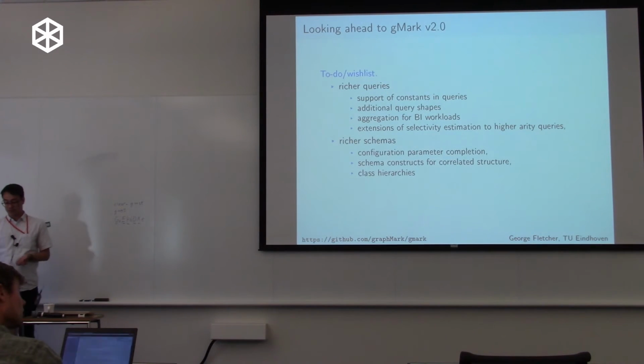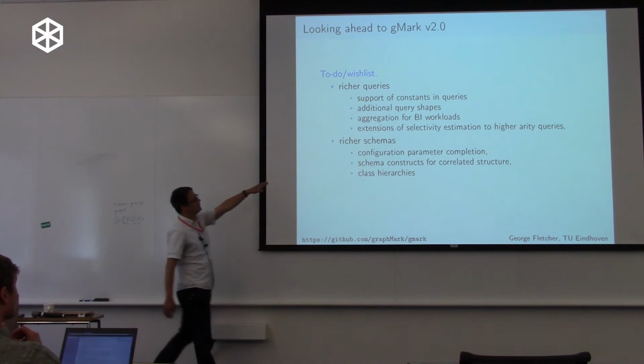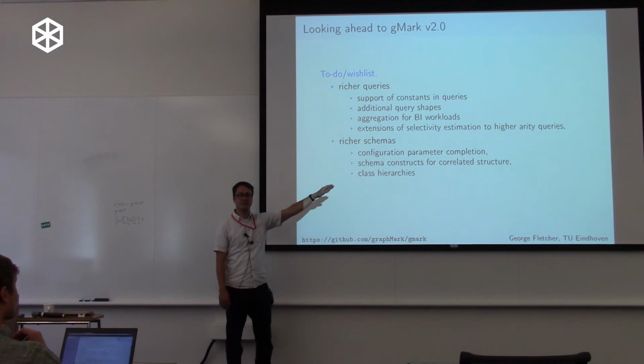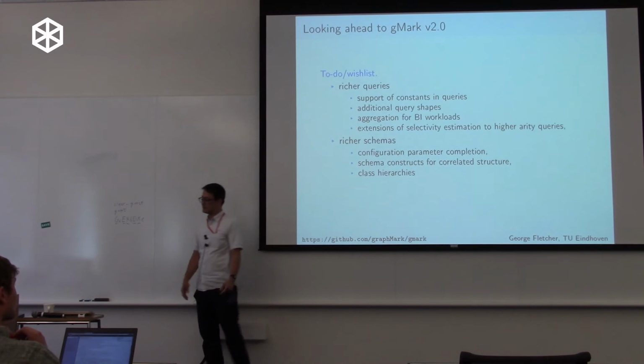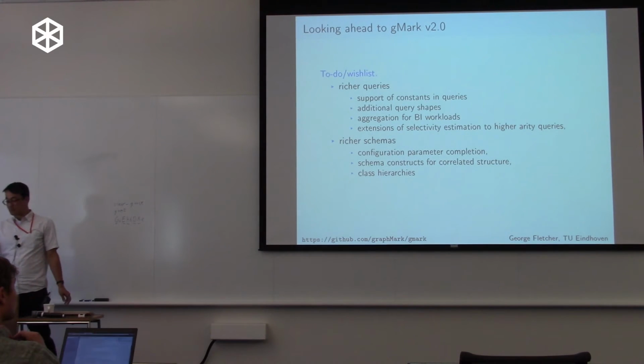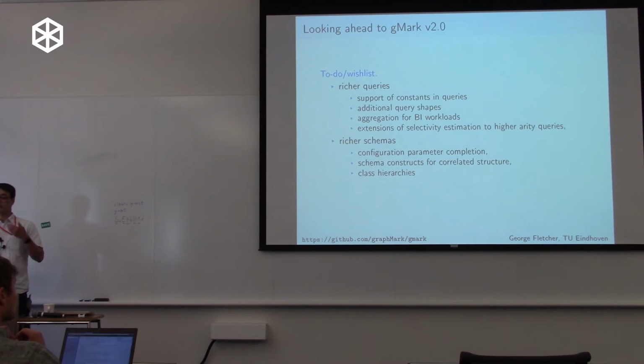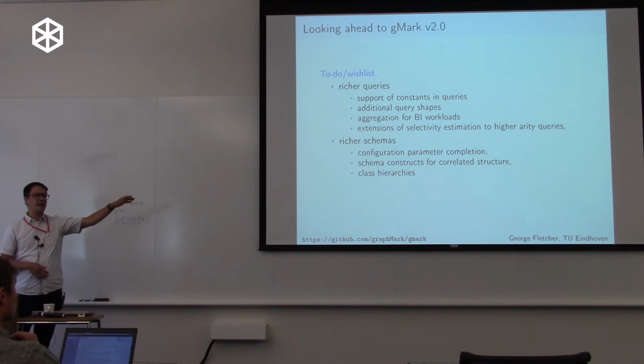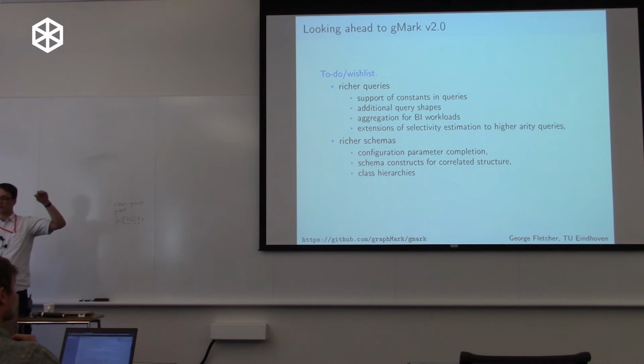And then richer schemas. This is what you're mentioning, Peter. One minor thing is we don't require that all of the configuration parameters be actually present. So what are some natural defaults for configuration parameters? And then schema constructs for a correlated structure, right? In the SNB interactive benchmark there are correlations in the data. We don't support sophisticated structural correlations, right? So this is definitely something to add in a future release of gMark. And also things for particular application domains, for example, when you're generating, say, ontological graphs, reasoning about, say, class hierarchies.